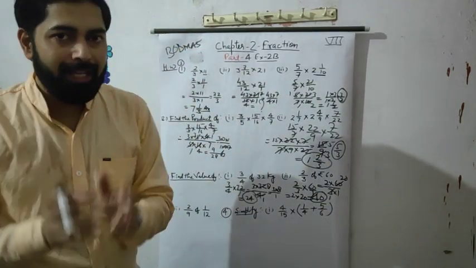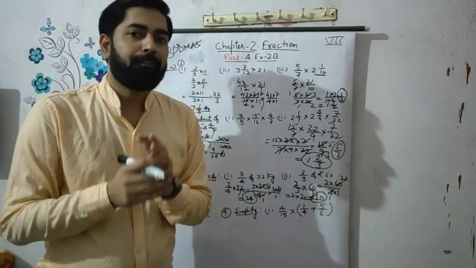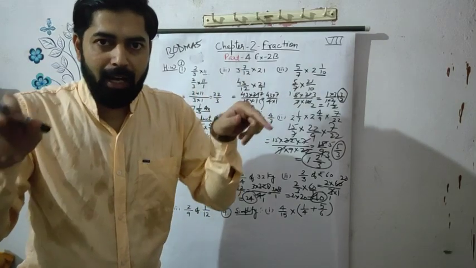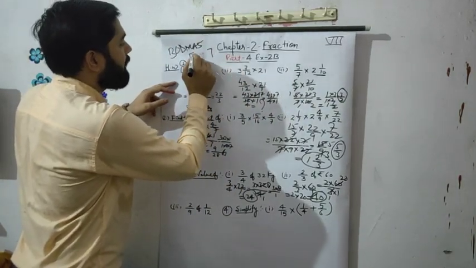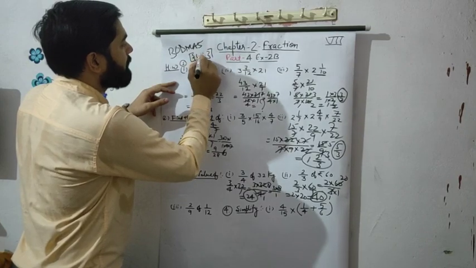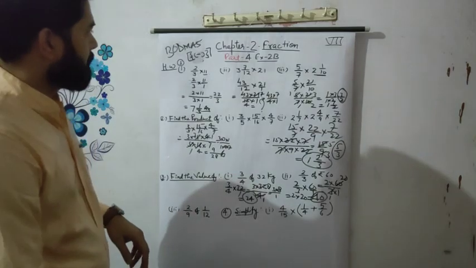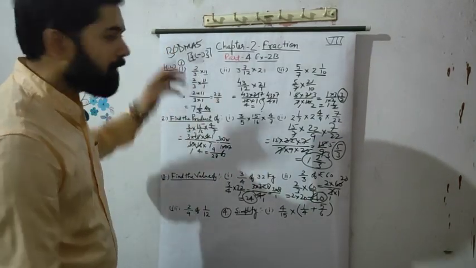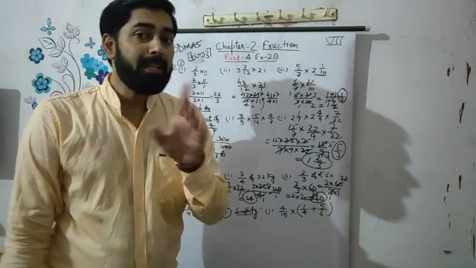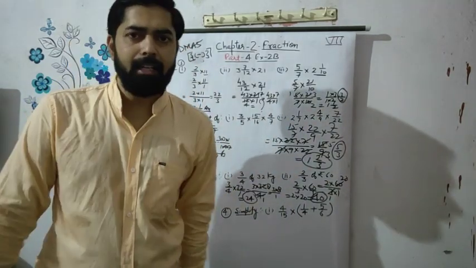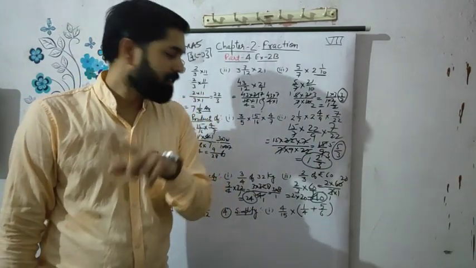First we solve the bracket. In brackets, how many types of brackets are there? 4 types of brackets are there. First is the square bracket, then the curly bracket, then the small bracket, and this is the bar bracket. And then we solve the of. Sorry, of means multiplication. D for division, M for multiplication, A for addition, and S for subtraction.